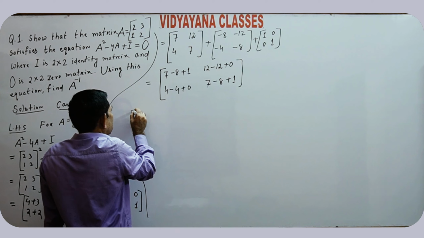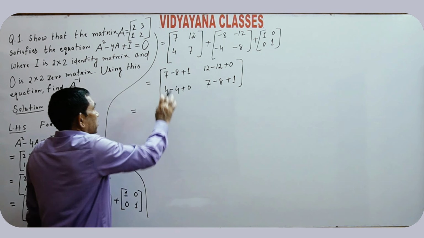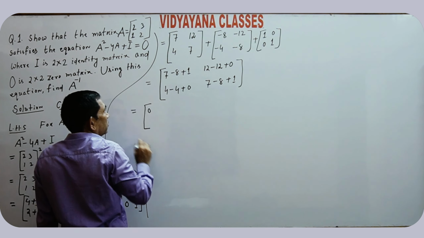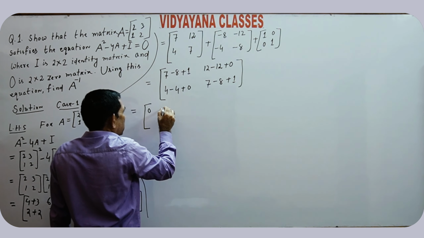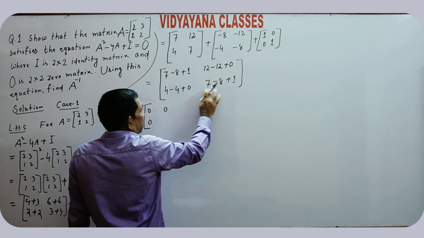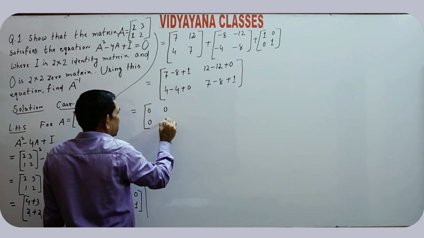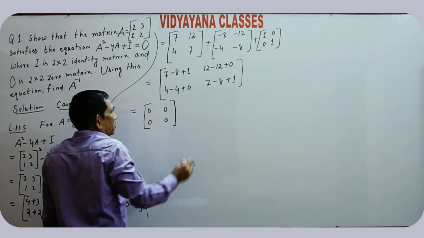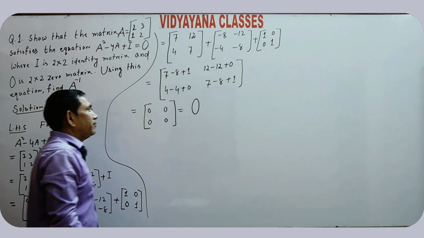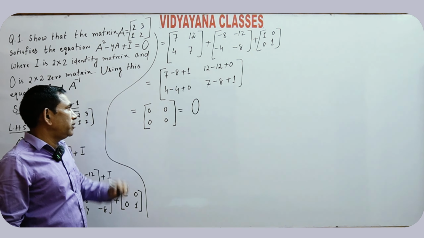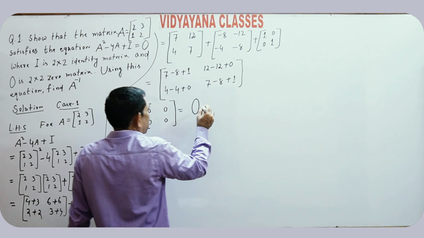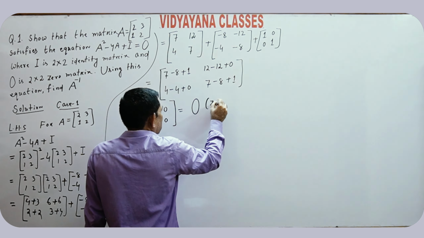Which is same as 7 plus 1 minus 8 that is equal to 0. 12 minus 12 that is 0. 4 minus 4 that is 0. 7 plus 1 minus 8 is 0. Which is equal to 0 matrix. Capital O represents the 0 matrix. All elements are 0. It is a 0 matrix.